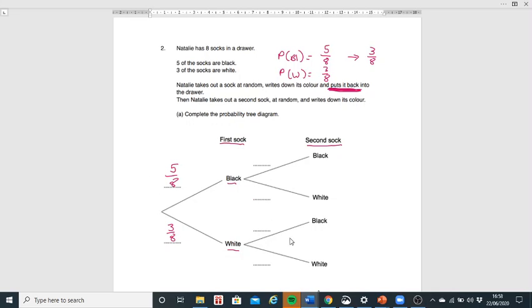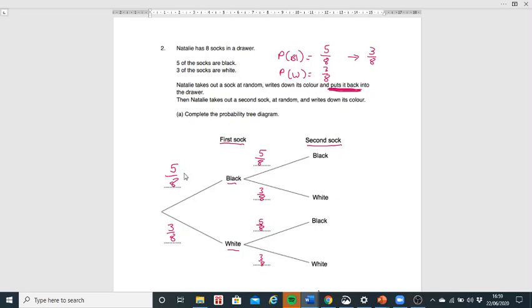So my second event comes out. Look at this, I've also got 2 sets of branches here. Why? Because there was 1 set of branches here and each one of these options needs 2. So for the second sock, she still has a chance of black or white. If she got a white sock the first time, she's still got a chance of getting black or white. So let's have a look at the black. Well, she got black was 5/8. Black is still 5/8. Hasn't changed. Same sock draw, same socks. White would be 3/8. Black would be 5/8. And white would be 3/8.